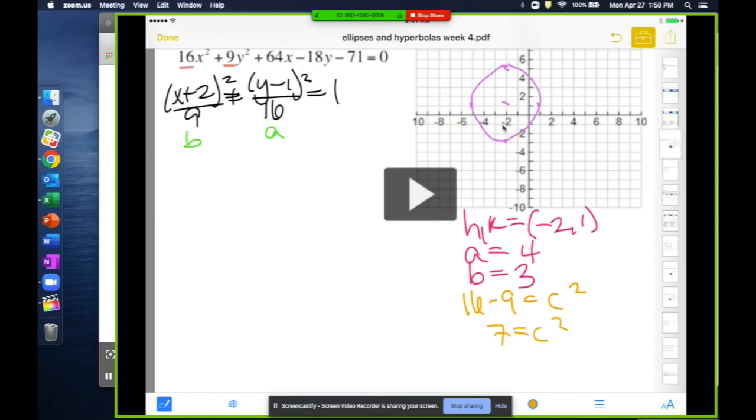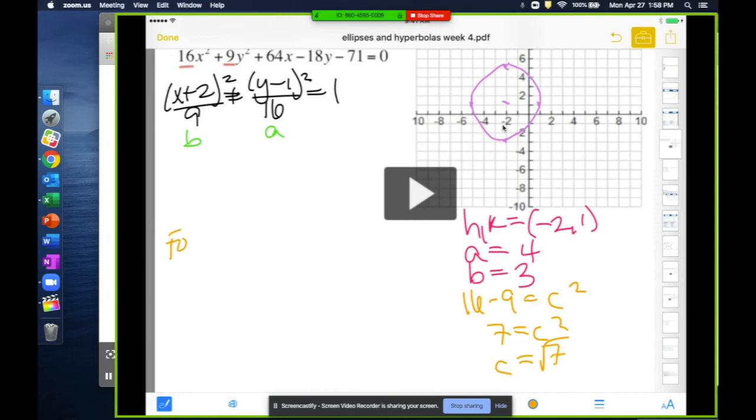Now I'm finding my focus, or my foci, which is going to be the square root of a squared minus b squared, which I get 7, square rooted is square root of 7. And again, to reiterate, since this is a vertical ellipse, I want to take my foci value, my C value essentially, and add it to the k of my center. So I'm going to add that to 1 and then subtract it from 1 to get my 2 foci points.